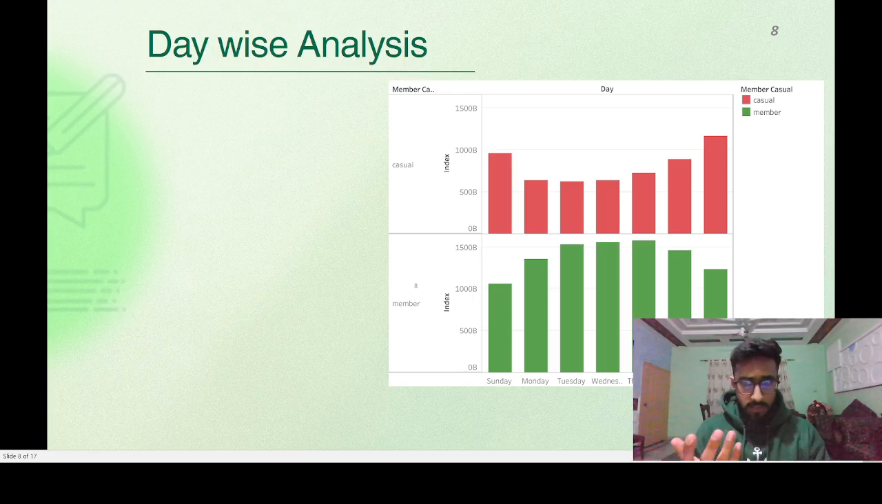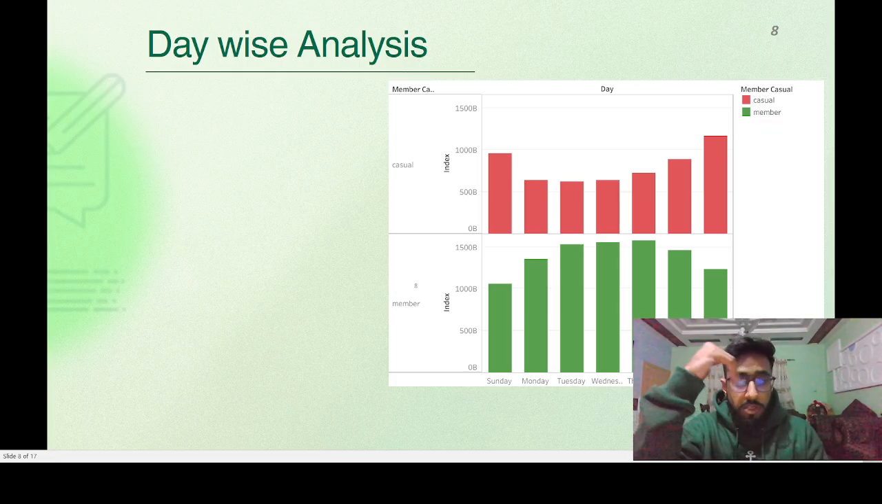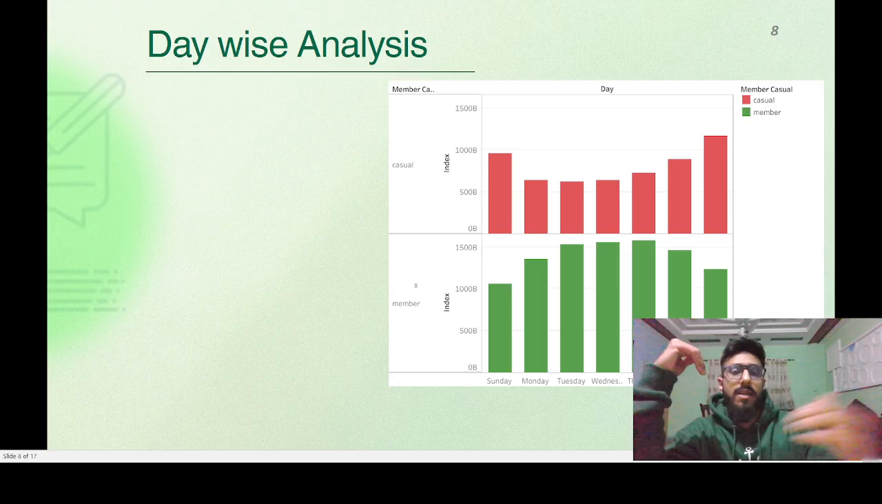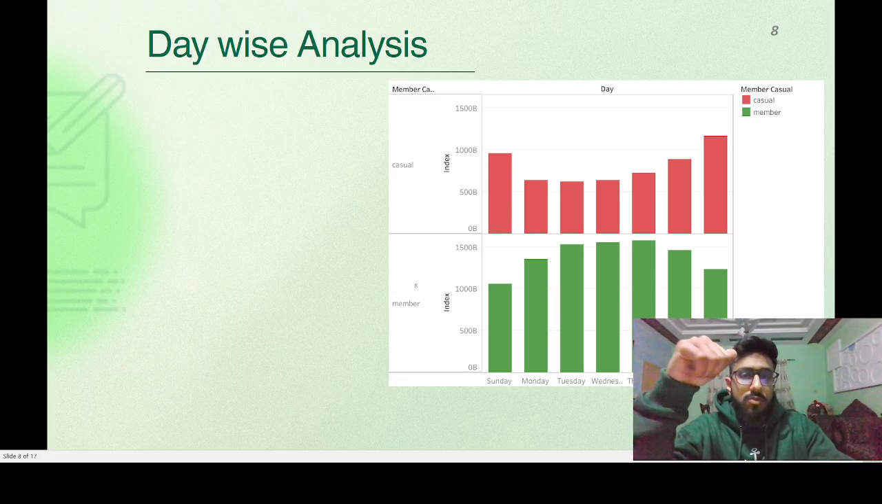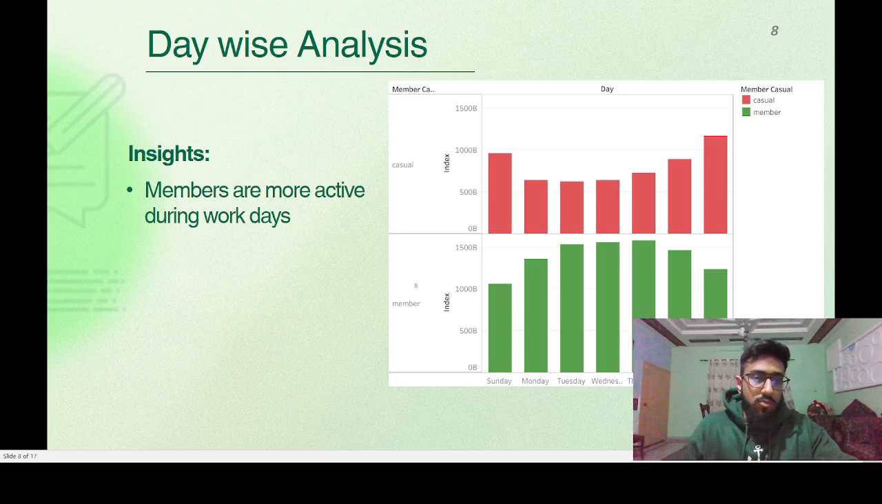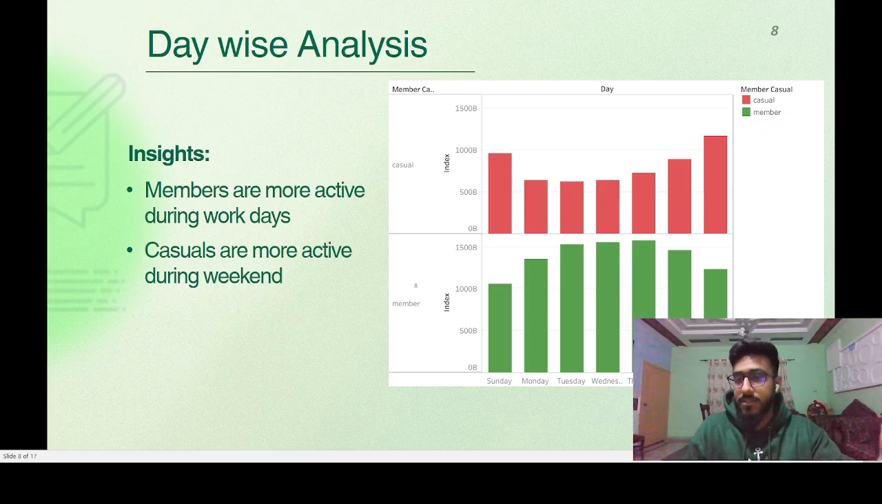So this gives us an idea that maybe the membership riders are using these bikes to commute to work Monday through Friday, and the casual riders are using these bikes to hang out, to just ride around town during the weekend. So this gives us: members are more active during work days, all right. Casuals are more active during weekends, right?